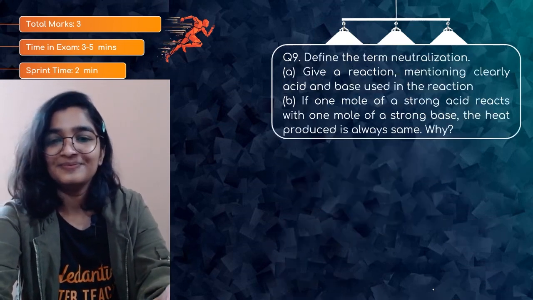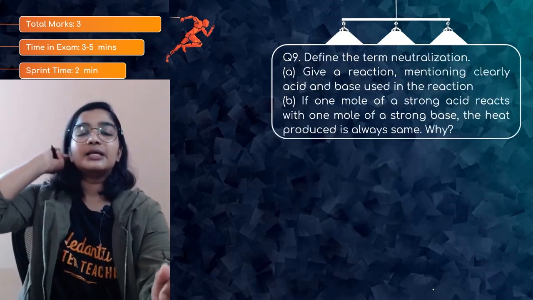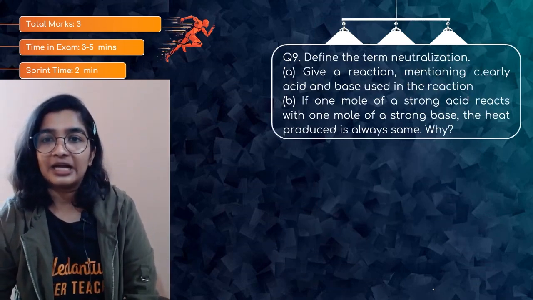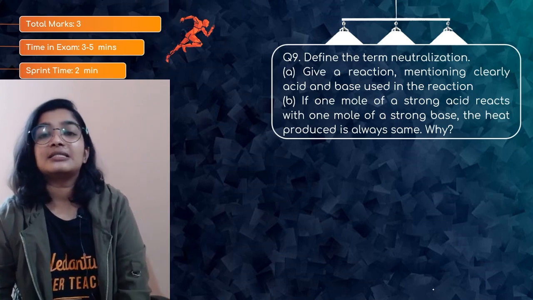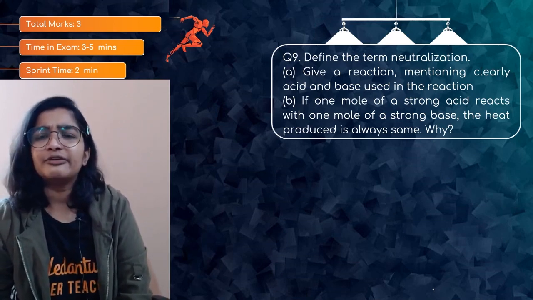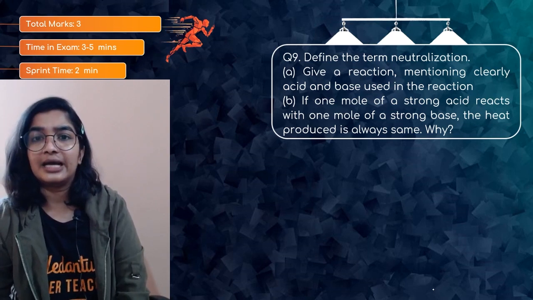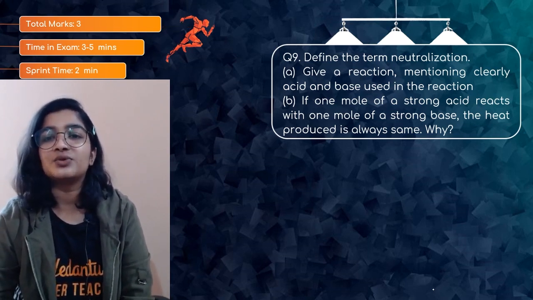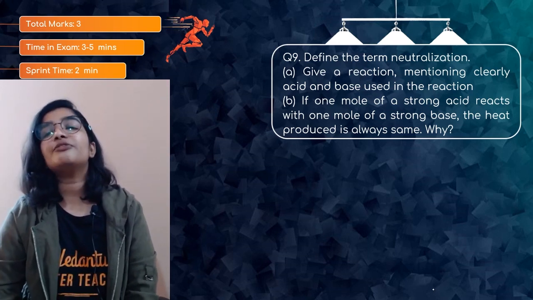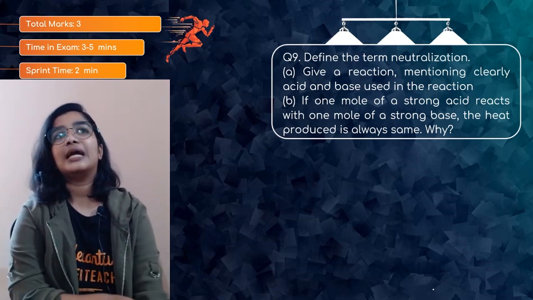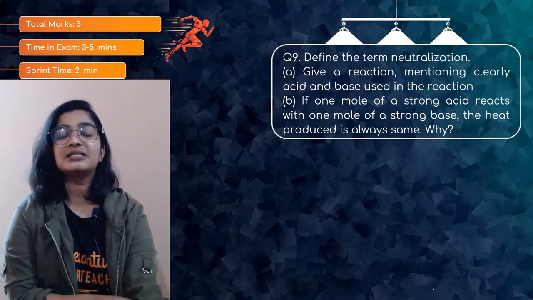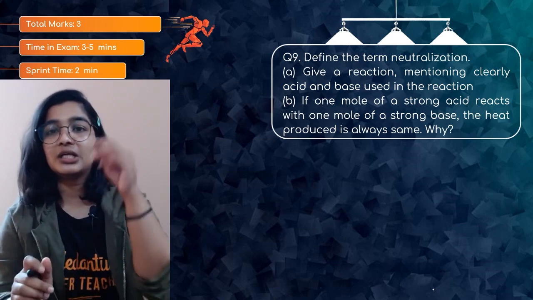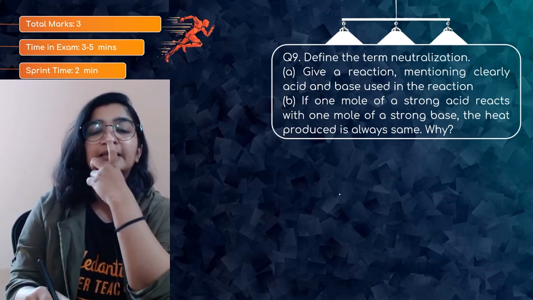So question number 9. Define the term neutralization. Give a reaction mentioning clearly acid and base used in the reaction. If 1 mole of a strong acid reacts with 1 mole of a strong base, the heat produced is always same. Why? So define the term neutralization. It is a reaction between acid and base which produces salt and water. Give a reaction mentioning clearly acid and base used in the reaction.